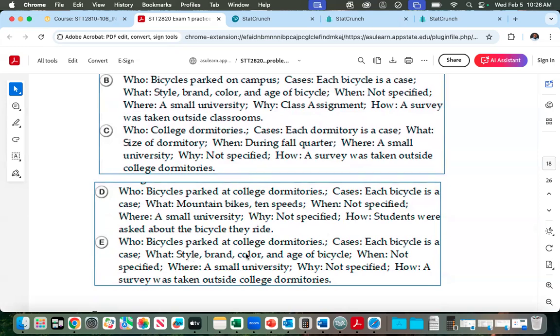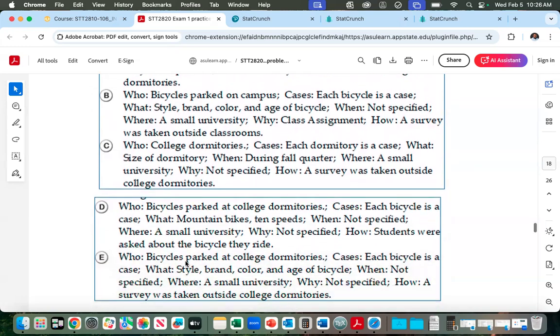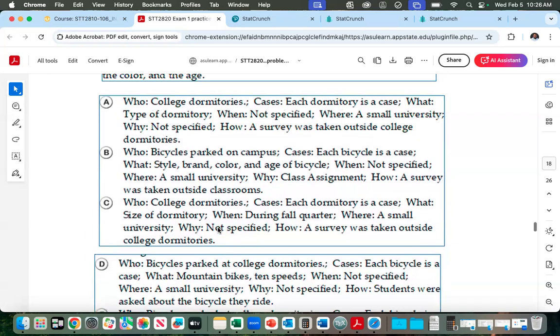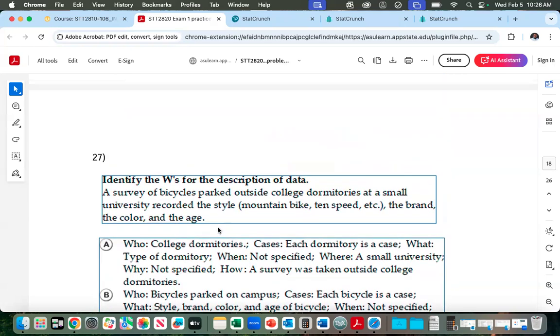E has a style, the brand, the color, and then the age of the bicycle. So it means that the answers that are in contention are B and then E. Is that okay? Just answering these few helps us see which ones are in contention. And so now let's get to the why.